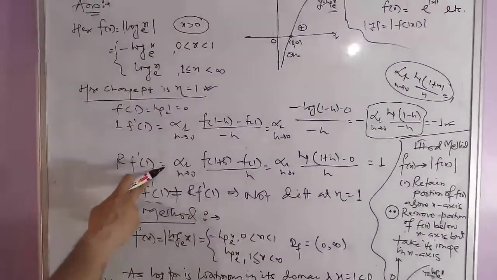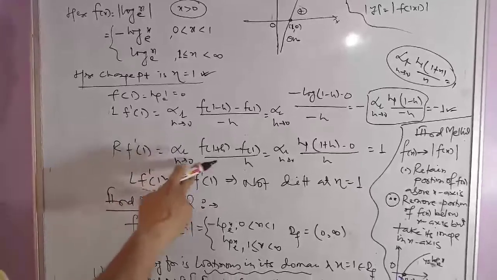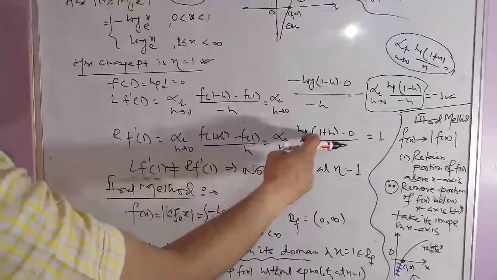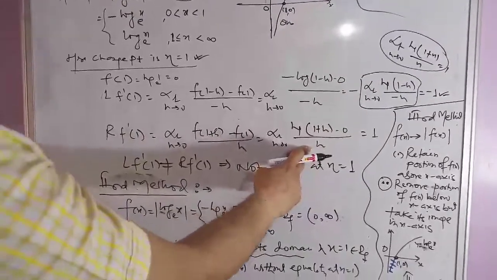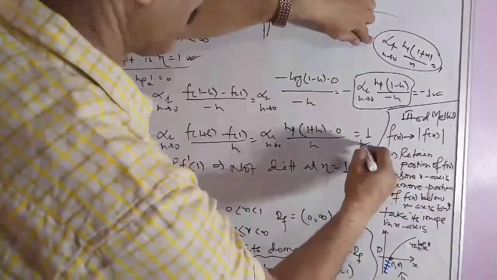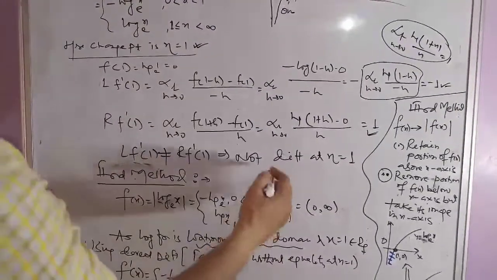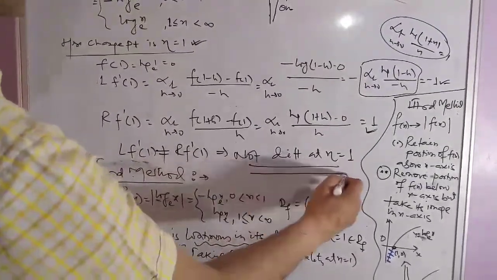Rf dash 1, the right hand derivative at x equal to 1, limit h tends to 0, [f(1 plus h) minus f(1)] by h, limit h tends to 0, log(1 plus h) by h. Using this result, it is equal to 1. Left hand derivative is not equal to right hand derivative, so not differentiable at x equal to 1.